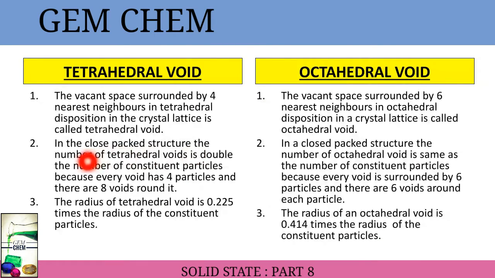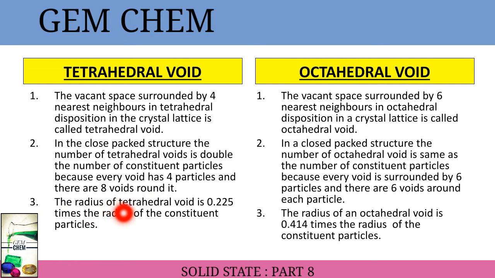In a closed packed structure, the number of tetrahedral voids is double the number of constituent particles, so you have to remember this. And in a closed packed structure, the number of octahedral voids is the same as the number of constituent particles, because every void is surrounded by six particles and there are six voids around each particle. Whereas in the tetrahedral case every void has four particles and every particle is surrounded by eight voids.